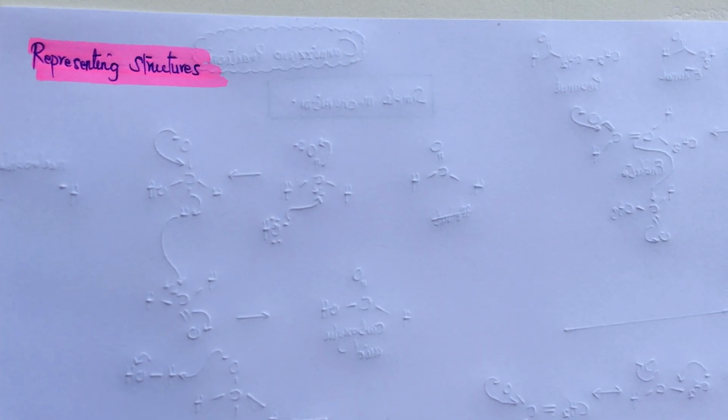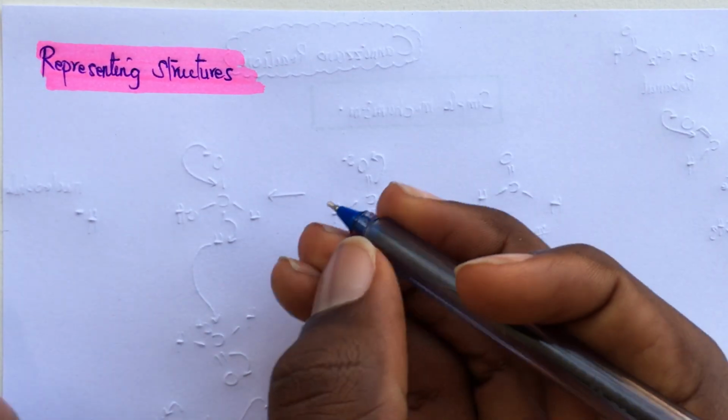Okay, so welcome everyone. This time we are going to talk about representing structures. Now we are not going to be writing carbon bonded to carbon, hydrogen, and all those things. No, we are going to represent structures. How are we going to do it? Now there's something I want to show you here.